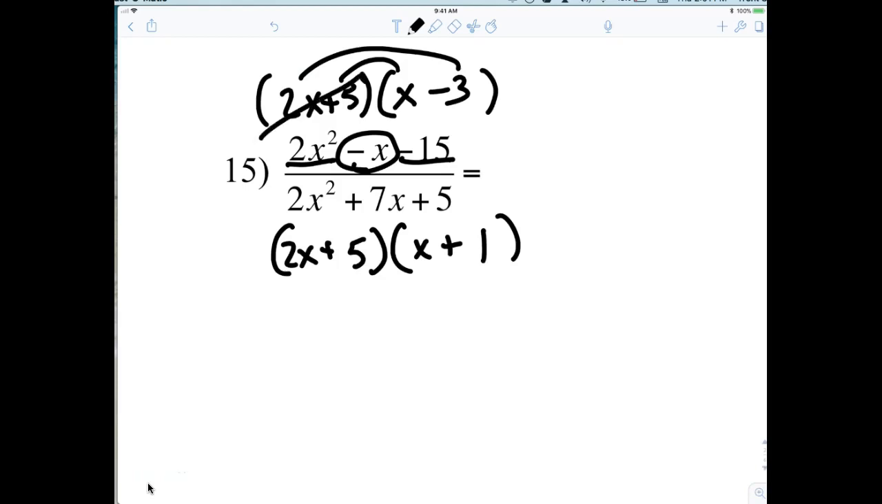So the 2x plus 5s do what? So I'm left with x minus 3 over x plus 1. Am I agreeing with me?